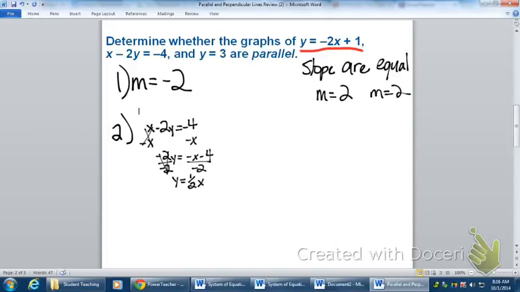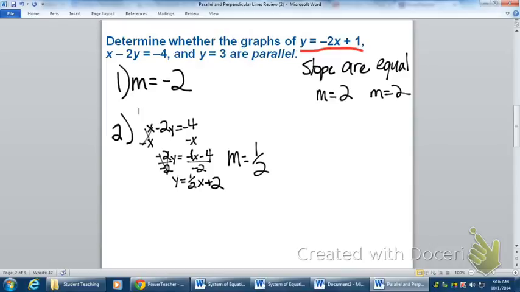Why would it be 1/2? Because if you think about it, negative x divided by a negative 2 is pretty much negative 1 divided by a negative 2, and just keep the x. Okay? Negative 4 divided by negative 2 gives me a positive 2. Now, what is my slope of this equation? 1/2. So my m is equal to 1/2. Okay? So we have the first and the second slope.